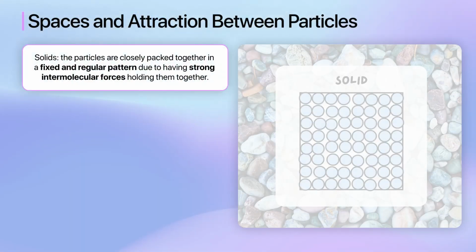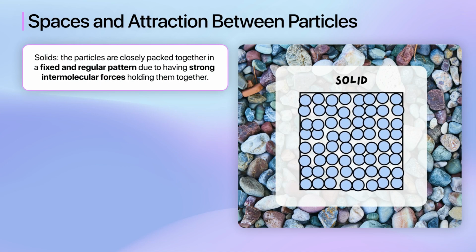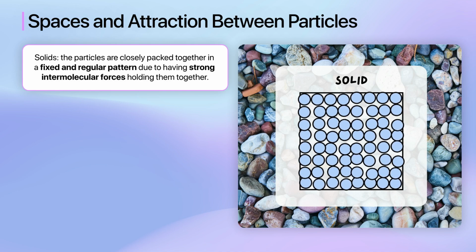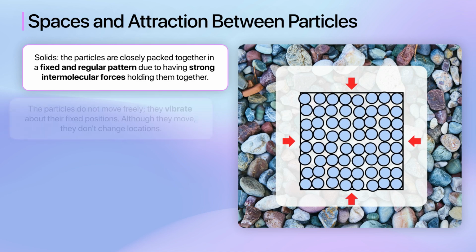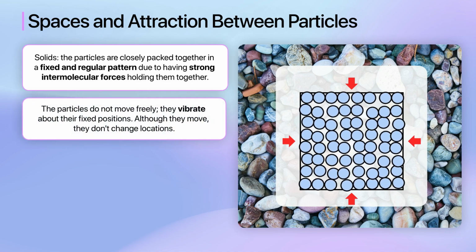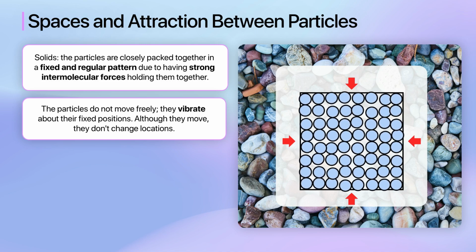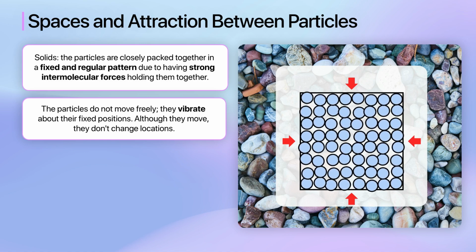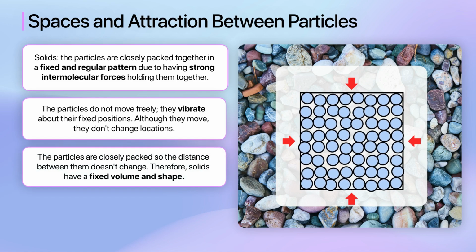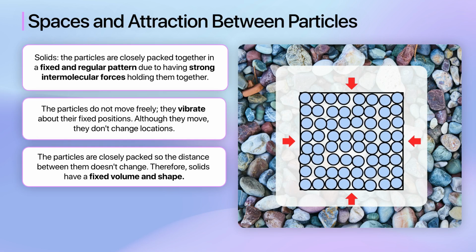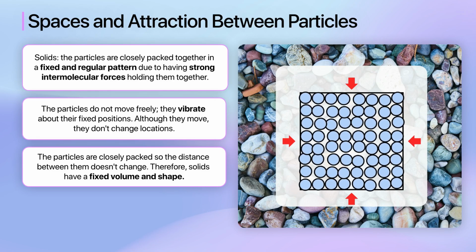In solids, the particles are closely packed together in a fixed and regular pattern. This tight, orderly arrangement exists because the particles have strong intermolecular forces holding them together. The particles do not move freely. Instead, they vibrate about their fixed positions. Although they move, they don't change locations, which is why a solid maintains its shape. As the particles are so closely packed, the distance between them doesn't change, making them incompressible. For these reasons, solids have a fixed volume and shape.